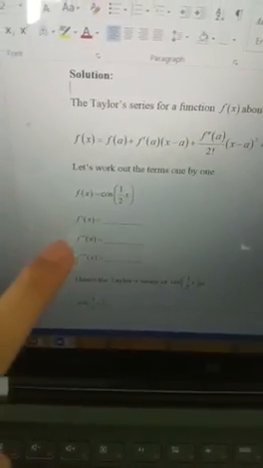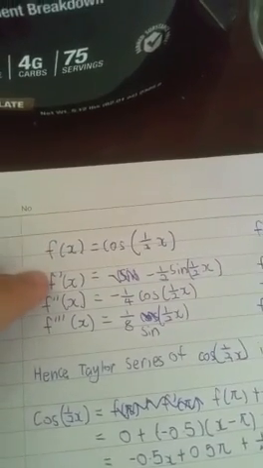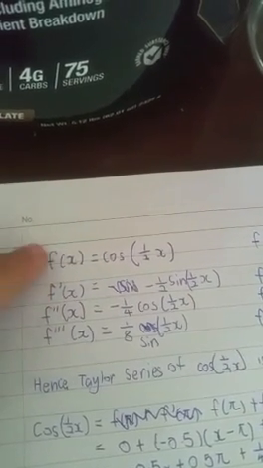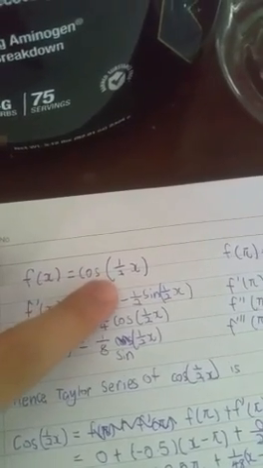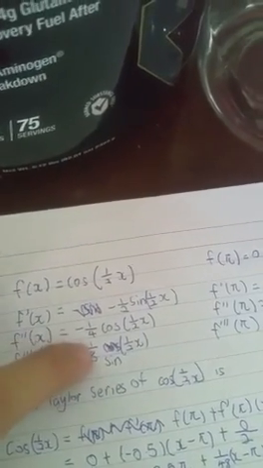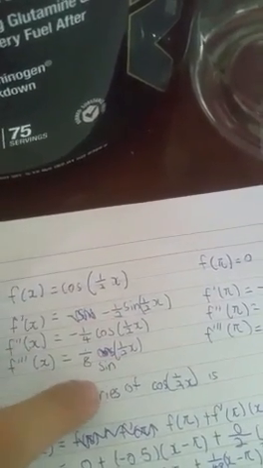So the question is asking for this, to fill in these blanks. So to find that, I've got the answer. The answer is just to differentiate the term on top. So for this one, you just have to differentiate this to get this half, negative half sine half x. So the second term is the same. You just differentiate the one on top, get this.